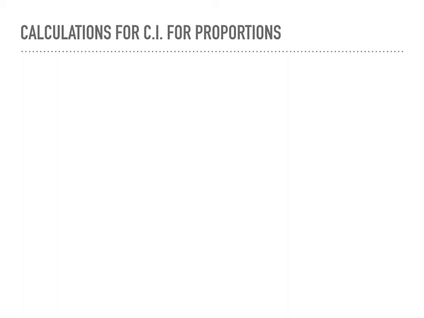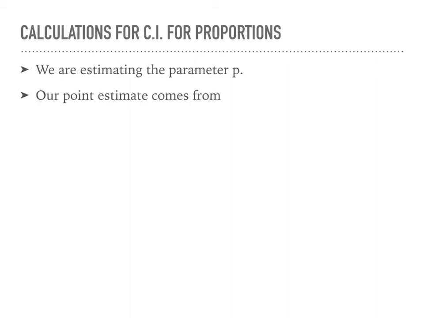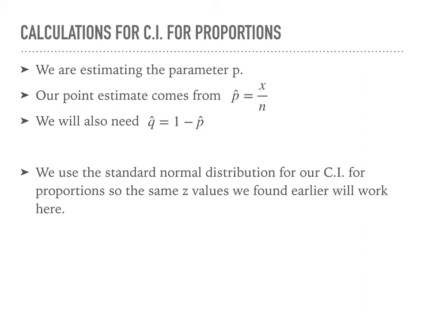So what calculations are going to be necessary for a confidence interval for proportions? Well, we're estimating the parameter p. Our point estimate comes from p hat, which is the number that had our desired characteristic divided by the sample size. We also will need q hat, which is 1 minus p hat. Q hat is the proportion that did not have the desired characteristic. And then we'll end up using the standard normal distribution for our confidence interval for proportions. So the same z values we found before are going to work here.